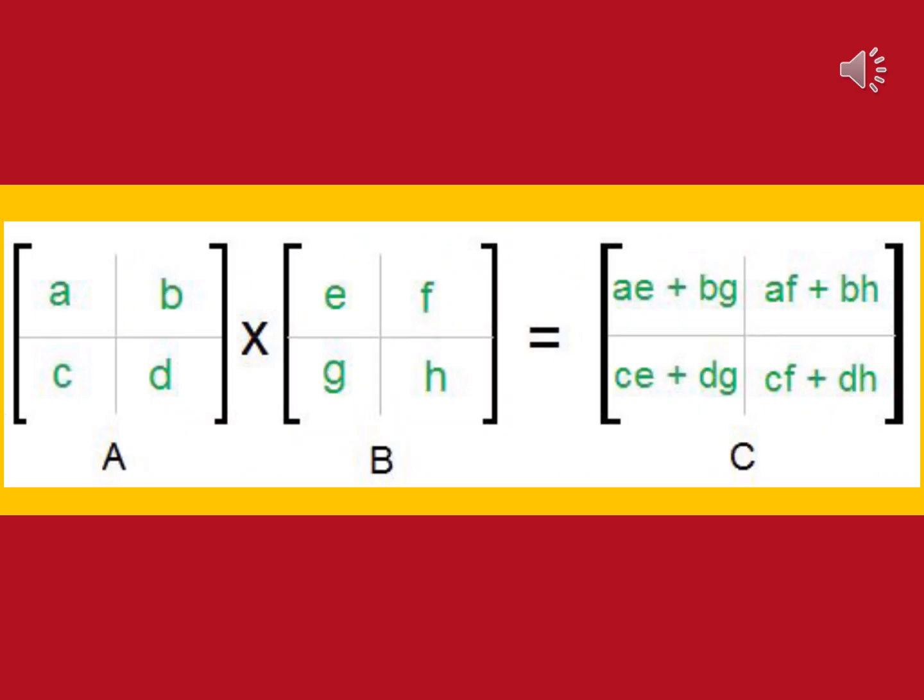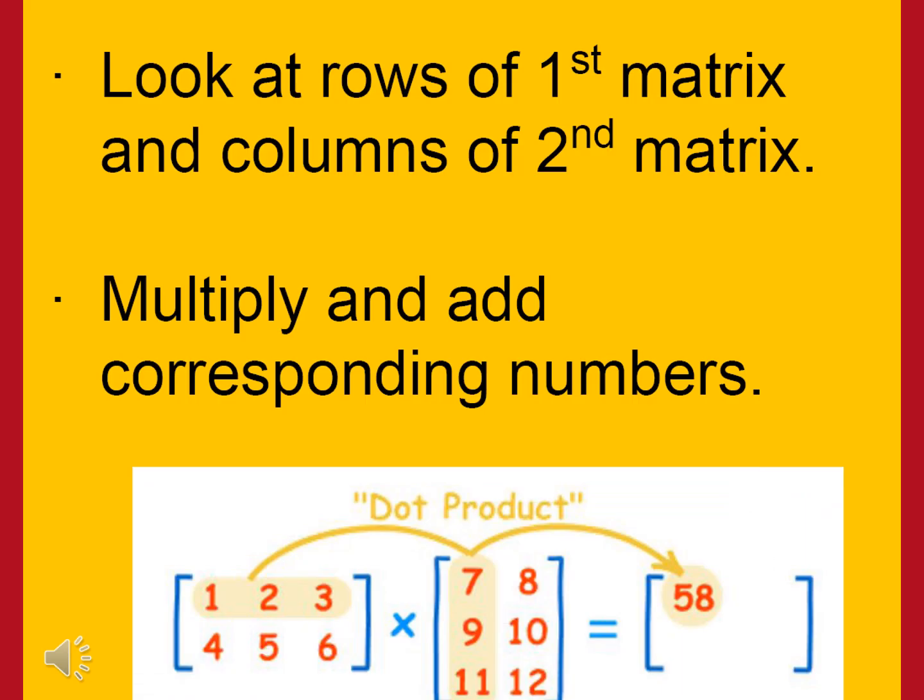Here's how a book would explain what's going on. I'm going to break it down in a minute, but the key thing is it has to do with rows of the first matrix and columns of the second. So for instance, if I look at the top row of the first matrix, 1, 2, 3, and I look at the first column of the second matrix, 7, 9, 11, what I do is I multiply the first number times the first number, second number times the second number, and third times third. I take 1 times 7 is 7, 2 times 9 is 18, and 3 times 11 is 33. And I add up 7 plus 18 plus 33 to get the final answer, and that number is 58.